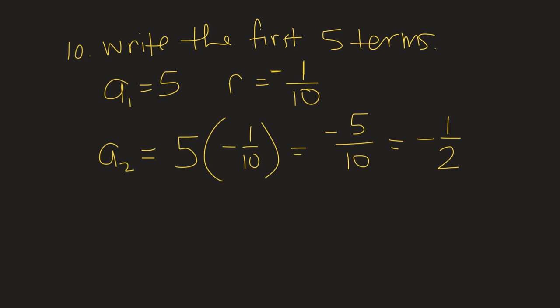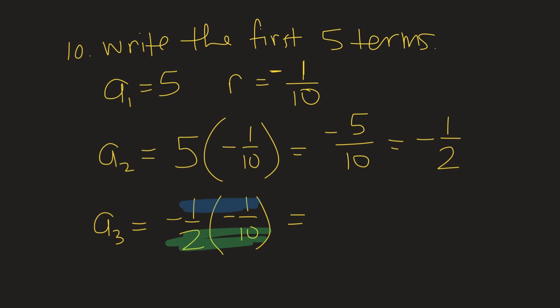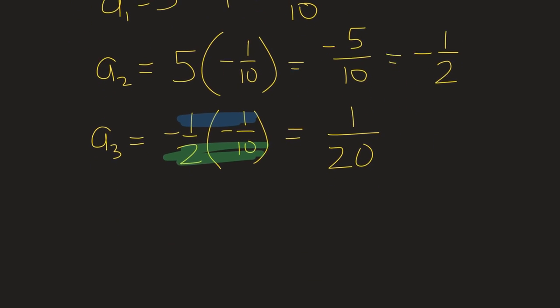This is the mathematical way of doing it. So the third term is the second term times -1/10. We're taking whatever term we have and multiplying it by the ratio in order to get the next term. So we do fractional multiplication by doing numerator times numerator and denominator times denominator. Negative times a negative is now a positive. 2 times 10 is 20. So we went from 5 to -1/2 to positive 1/20th.